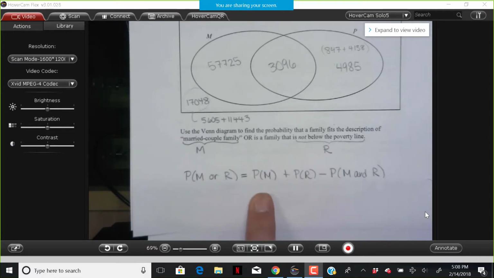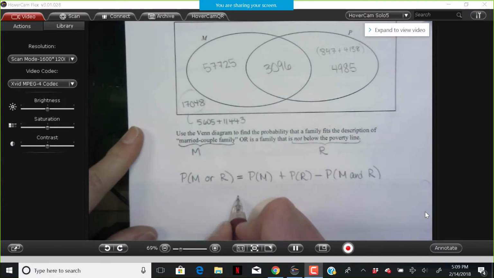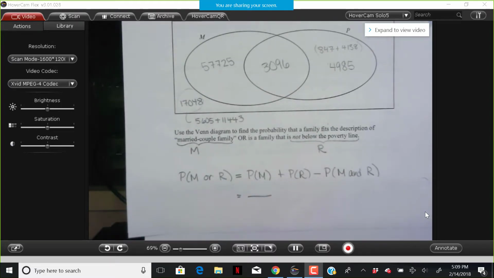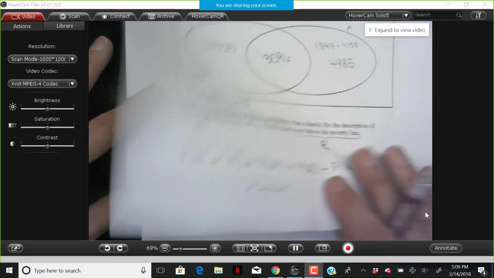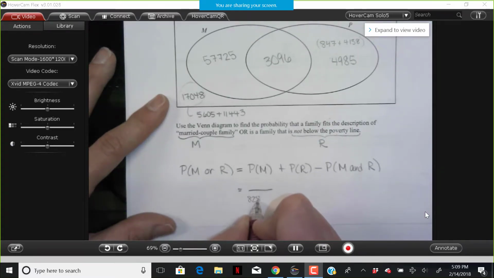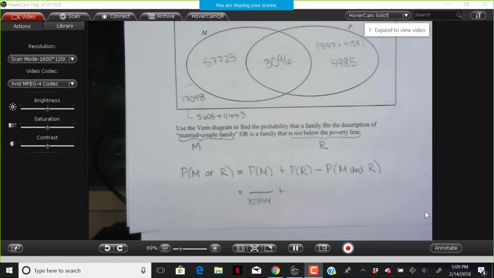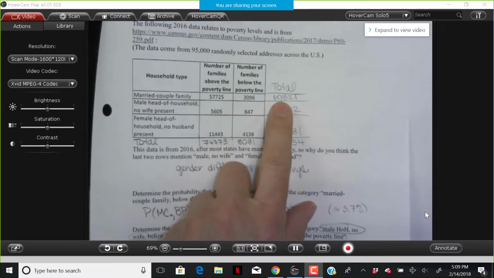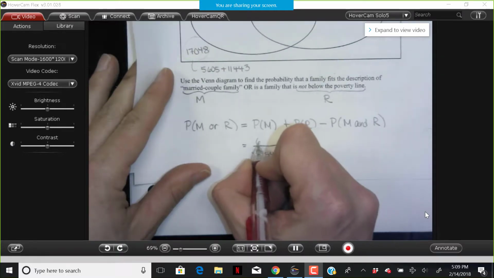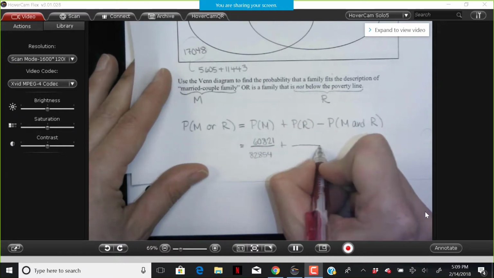So married. What's the probability that when we choose a family, it's a married couple family? Well, we still have a total of, was it 82254? 82854. How many of those are married couples? 60821. Yep, the 60821.